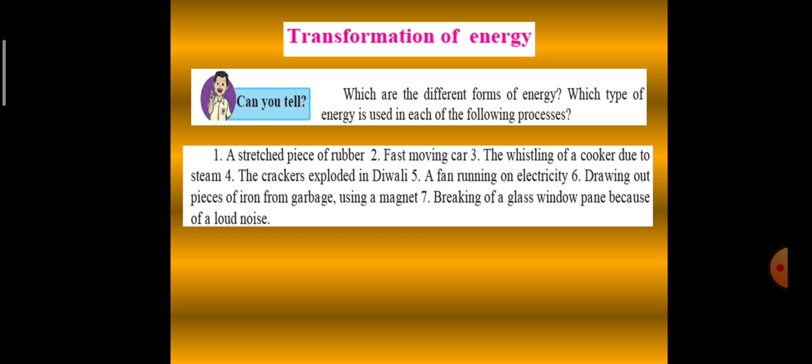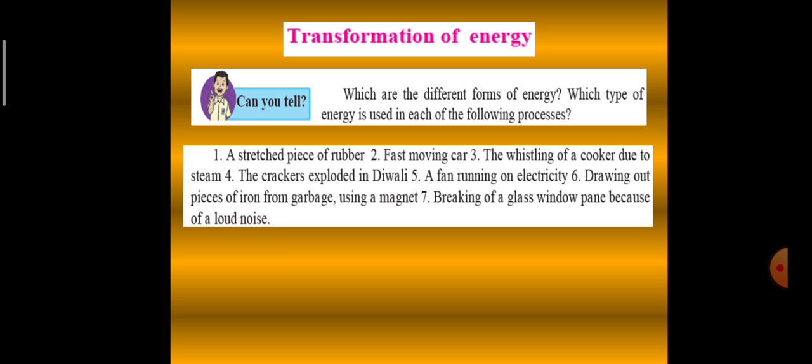Which type of energy is used in each of the following processes? Now let us see each one by one. The first one is a stretched piece of rubber. In this process, the type of energy used is potential energy. Fast moving car, the type of energy used is kinetic energy. Third, the whistling of a cooker due to steam. The type of energy used is heat energy.